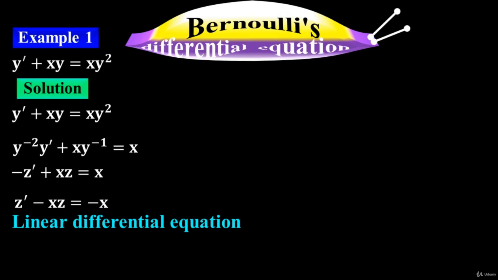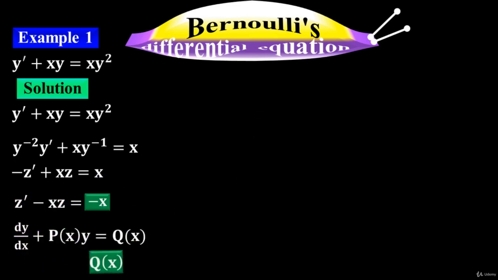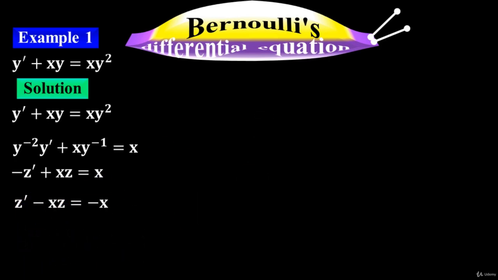It's a new equation. Compare it with the standard linear form. We have no issue with the derivative, and p of x is minus x, q of x is minus x. And the process under this is exactly similar to what we had for a linear standard form of differential equation in the previous topic. Just follow that way.